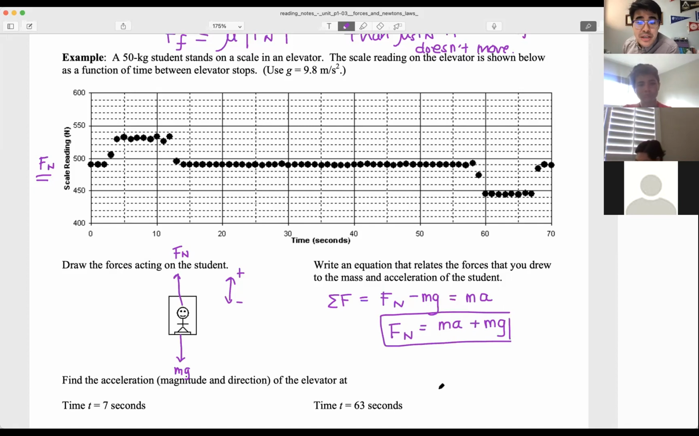I have enough information to plug in a little bit. I know that the student weighs 50 kilograms. I know that gravity is 9.8. So I can go a step further and say Fn is going to equal, well, there's only the mass of the student, so 50a plus, what is mg here? It's 490. So this is the full equation for my scale reading.